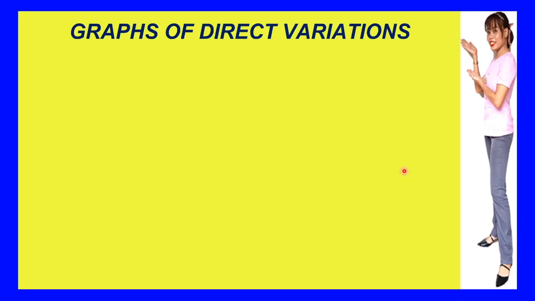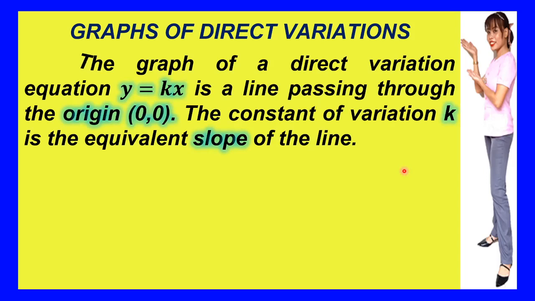Okay, now let's continue. Graphs of direct variations. The graph of a direct variation equation y equals kx is a line passing through the origin 0, 0. The constant of variation k is the slope of the line. Okay, take a look at this one. This is a line. So that would mean the graph of a direct variation should be a line, and it should pass through the origin 0, 0.